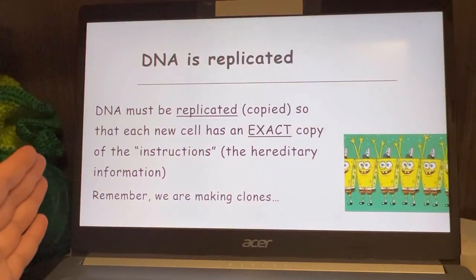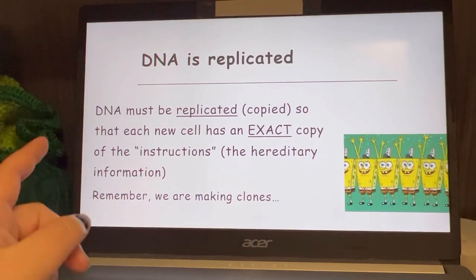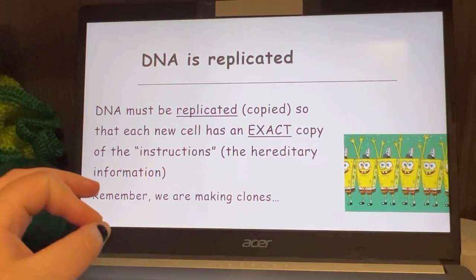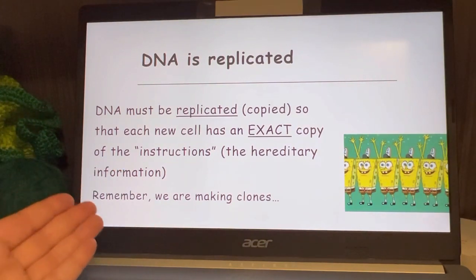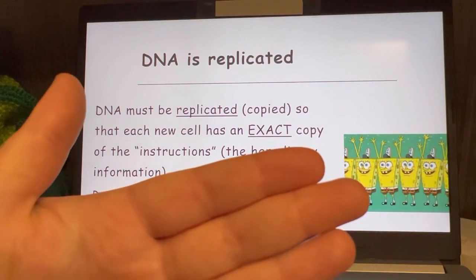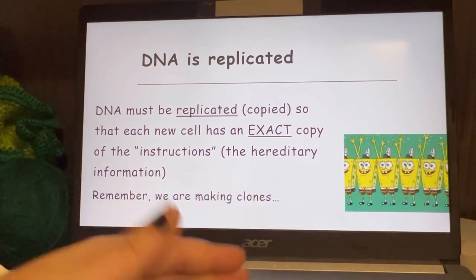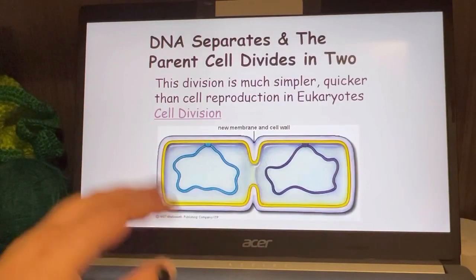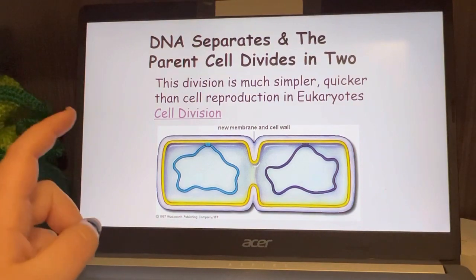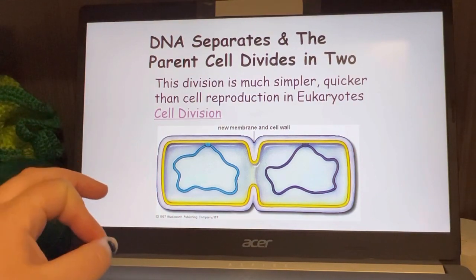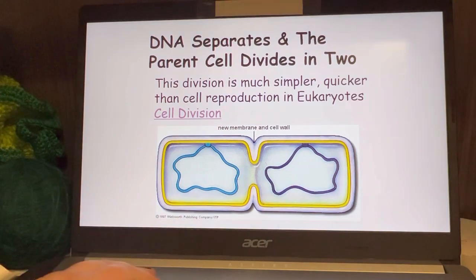Alright, so DNA is replicated. It must be replicated so that each new cell has an exact copy of the instructions, all your hereditary information. And that's because we are making clones like SpongeBob over here. There's a bunch of him lined up. Okay, so DNA separates and the parent cell divides in two. This division is much simpler and quicker than cell reproduction in eukaryotes.